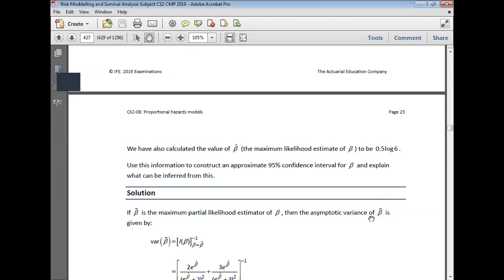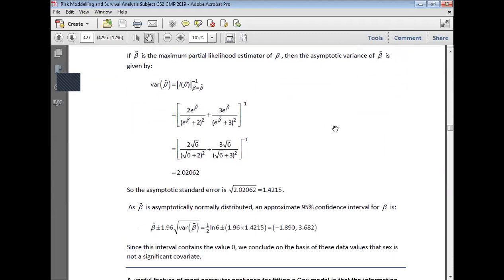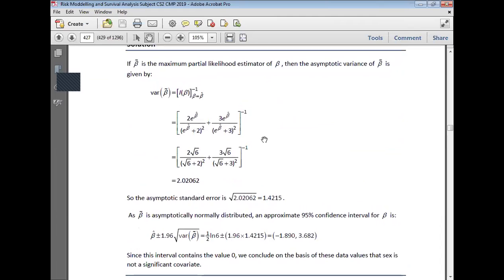And that will render your covariate insignificant to the outcome variable that we care about, which is the force of mortality in this case. So what you will just do is this variance. You ignore the minus of this thing inverse, and this is what you get as the answer. So we have evaluated this particular variance at the beta hat value that we derived. It was half of log of 6, which in the power of e comes out to be square root of 6. So this is the variance that you have.